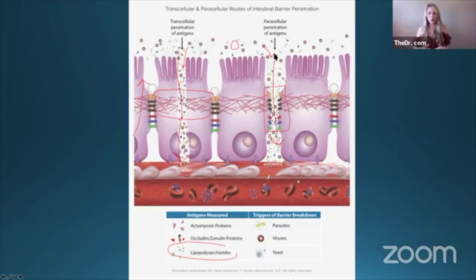And on this test, we're going to be looking to see if there's antibodies in the bloodstream to LPS. And LPS can come from infections in the mouth, infections in the gut, chronic sinus infections, chronic UTIs. You just always want to investigate, where is this infection coming from? Parasites, viruses, yeast can also contribute to this breakdown.